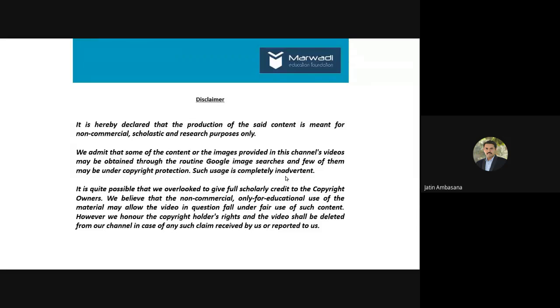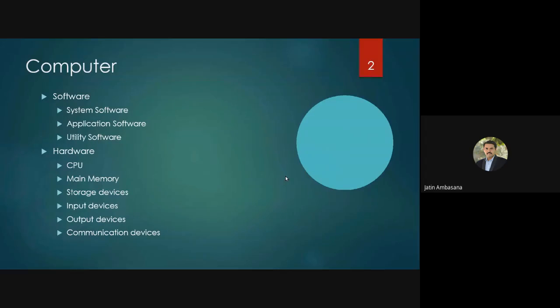Okay, so let's start the session now. See, if we talk about software with respect to computers, then there are three types of software: system software, application software, and also utility software.